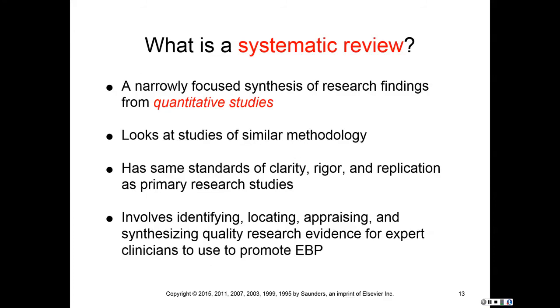Another term that you need to know is systematic review. A systematic review is a narrowly focused synthesis of research findings from quantitative studies. It looks at the studies that have a similar methodology or research design and has the same standards of clarity, rigor, and replication as primary research studies. It involves identifying, locating, appraising, and synthesizing quality research evidence for expert clinicians to use to promote evidence-based practice.